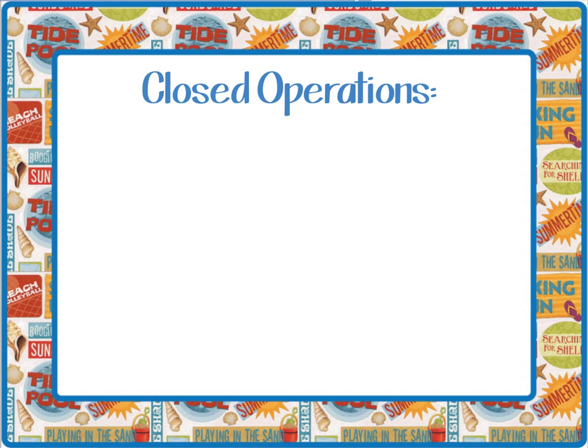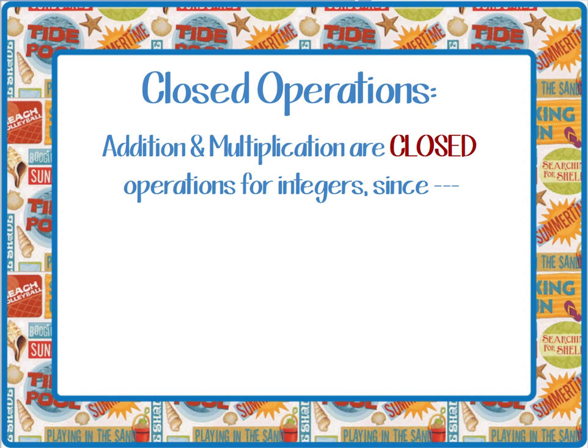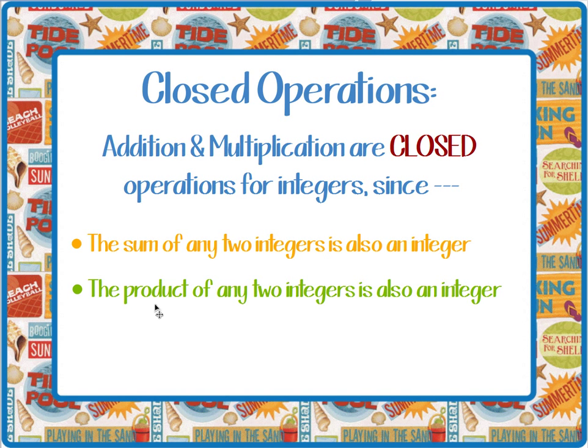We also need to define closed operations. Addition and multiplication are called closed operations for integers because the sum of any two integers is also an integer. In other words, if I add two whole numbers together, I get a whole number answer, right? So that means it's closed for addition over integers. Same thing works for multiplying integers together.